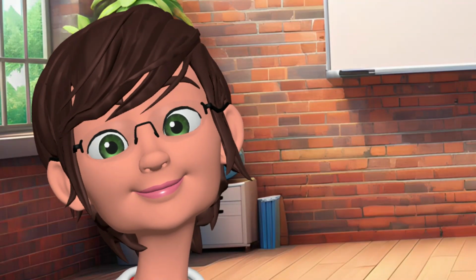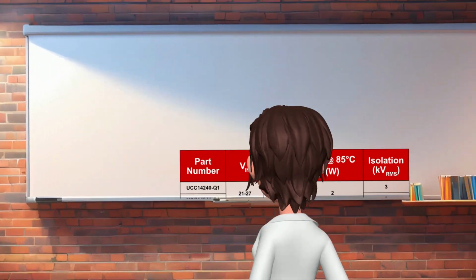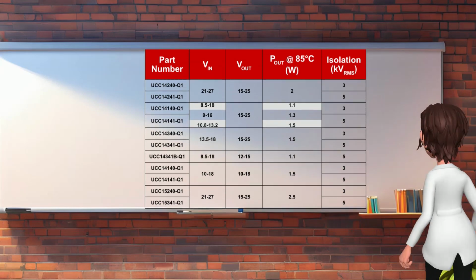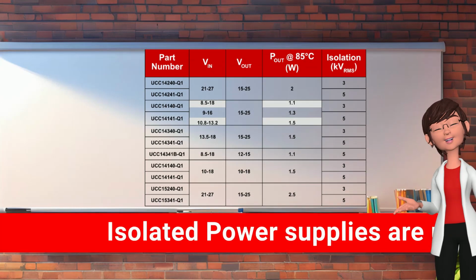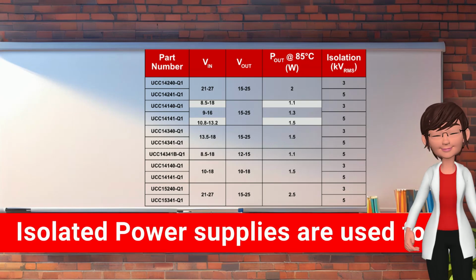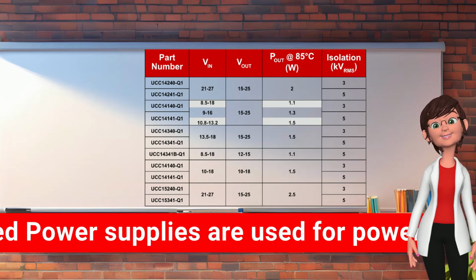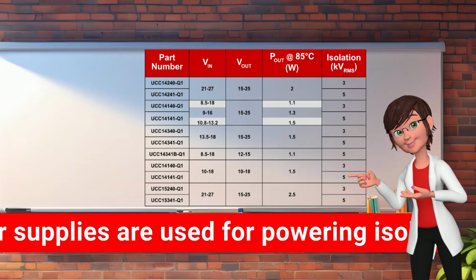Hello again! You may have wondered why there are so many different part numbers for the isolated power modules from Texas Instruments. Today, I am going to get into the details as to why. One of the key drivers for the different part numbers is the isolation rating.